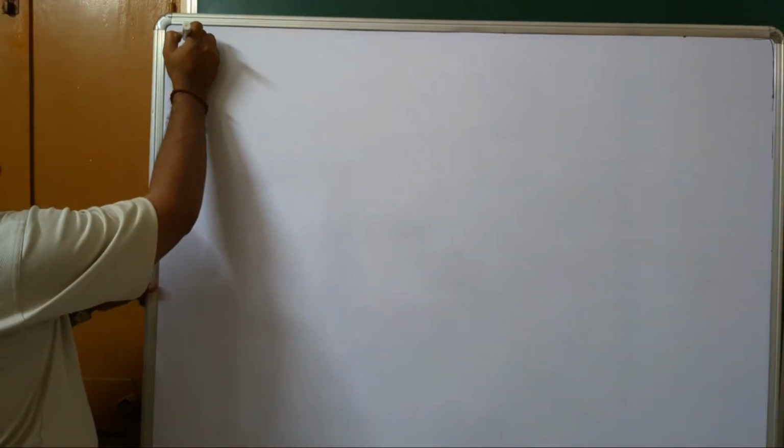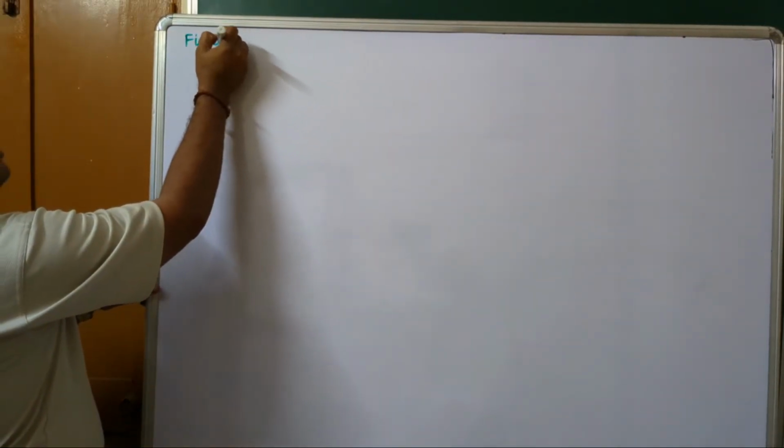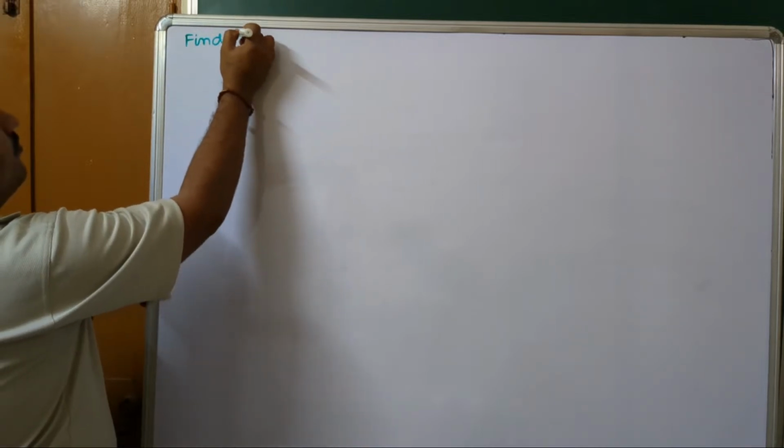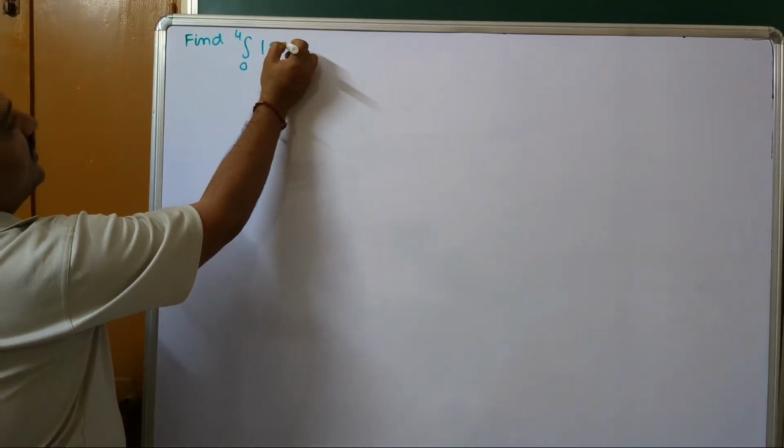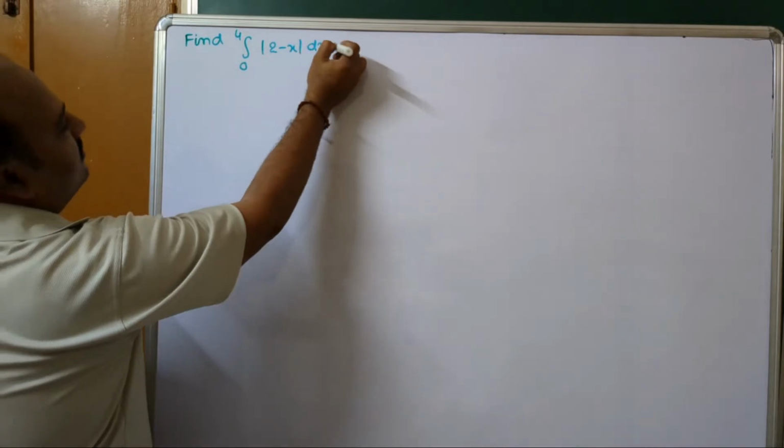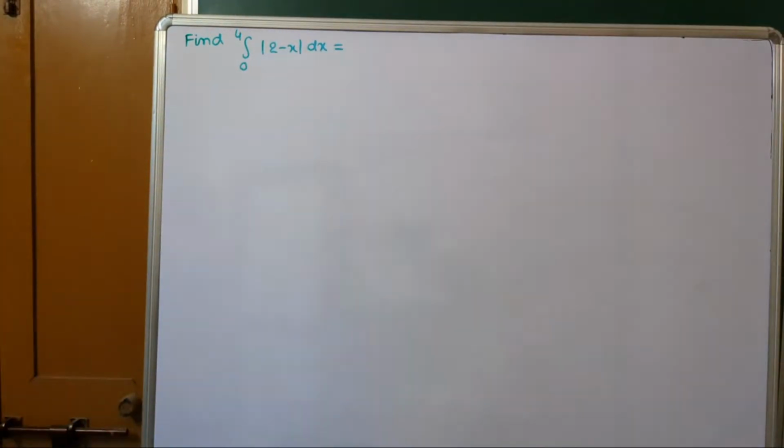So find integral 0 to 4 of mod 2 minus x dx. It's a good question, not only for intermediate but also for MSET, JEE Mains, this type of question they are asking.